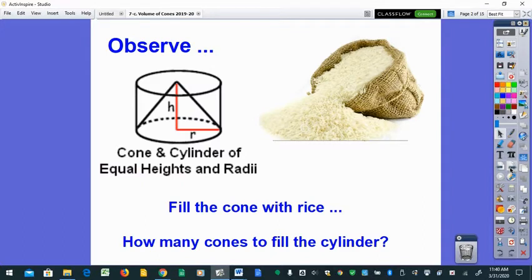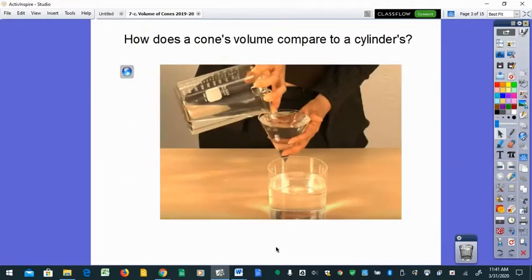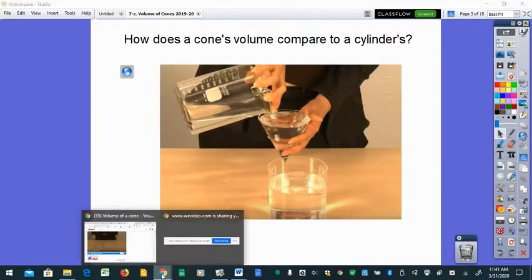Now, normally, if we were in class, I'd be doing this demonstration of showing you how a cone and a cylinder relate. And I'd be using my plastic shapes, and I'd actually be using some rice. Can't do that here, so I did find one online. So let's take a look at this comparison of the volume of a cone to a volume of a cylinder. Just give me 1 second, and I'll get out there so we can watch it.